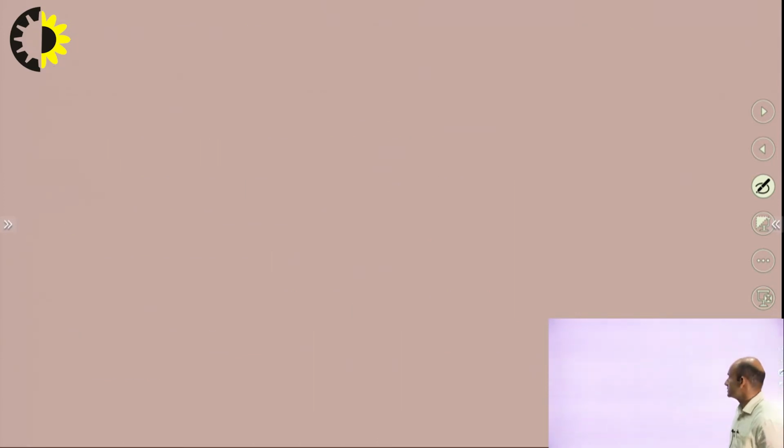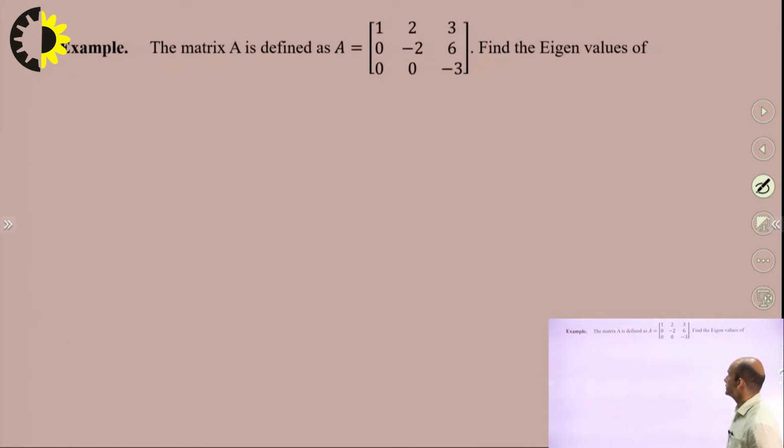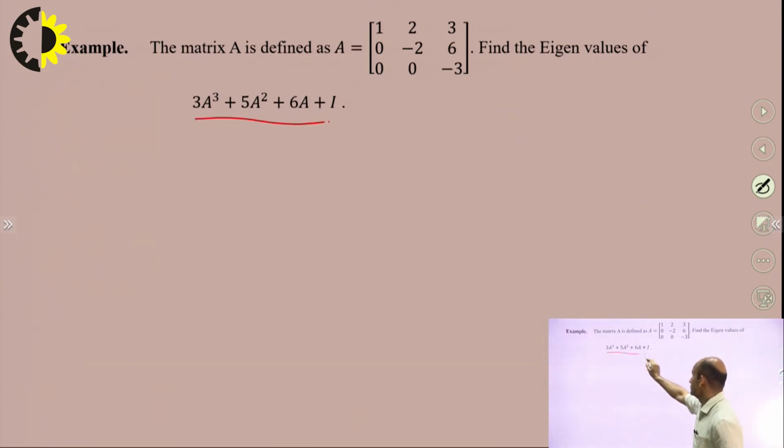Now, we have an example here. Let we have a matrix A, and suppose we have to find the eigenvalues of this matrix, which is some expression given in the form of A. First we have to find eigenvalues of A. If we have to find eigenvalues of A, then we have to make the characteristic equation, then solve this equation, and we get eigenvalues.